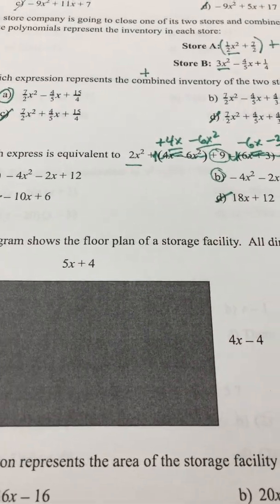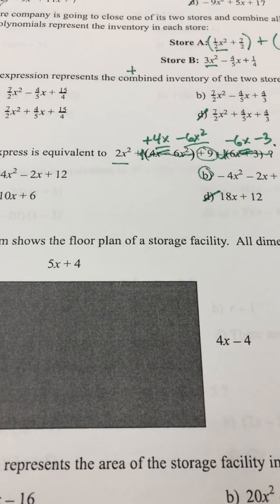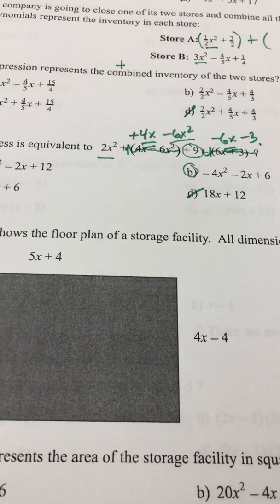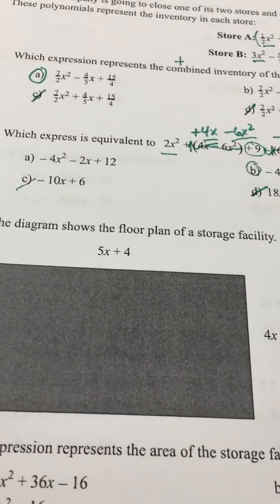All right, so make sure if you're distributing a positive 1, nothing changes. If you're distributing a negative 1, rewrite those numbers inside that polynomial or inside those parentheses to the opposite signs.